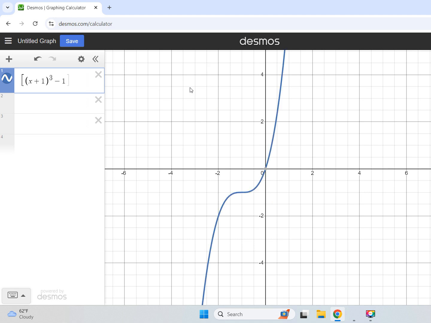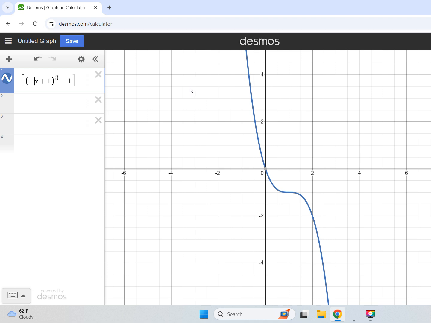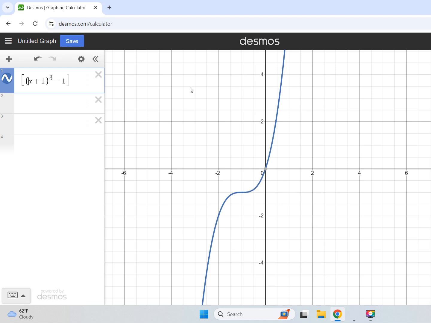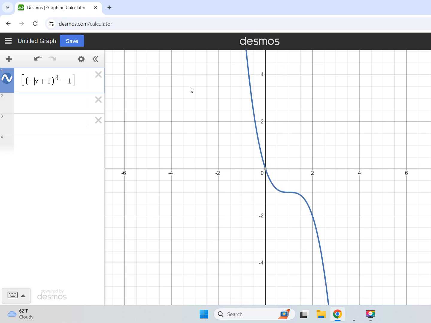All right, let's look at a different thing that can happen, which is called a y-axis reflection. This is what happens when you just turn that x into a negative x. Watch this. All I did was turn the x into a negative x. X becomes negative x, flipped.